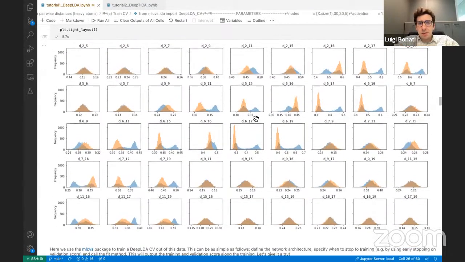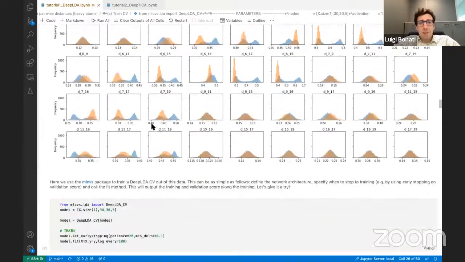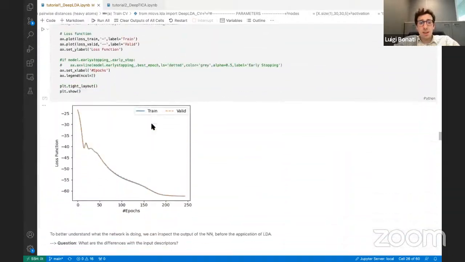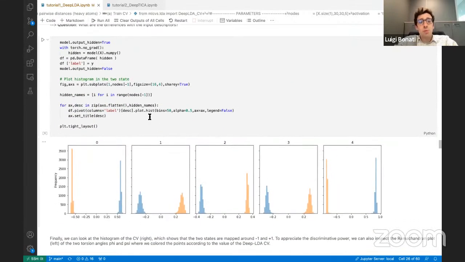If you remember, we started by looking at the descriptors, and we saw that none of them is able to discriminate between the states. However, after the application of the neural network, we can look at its output, and we see that the neural network is learning a feature map that maps the input descriptors into some latent space in which the two states are linearly separable.